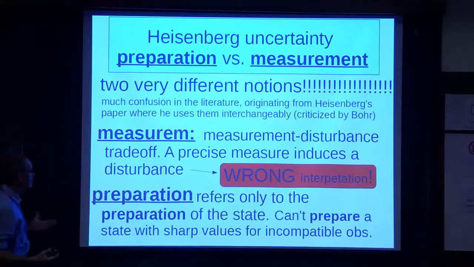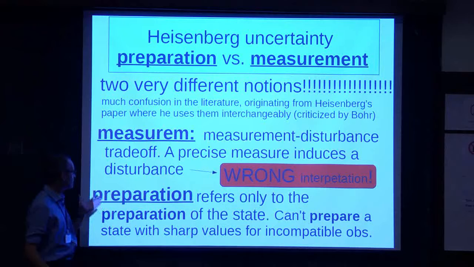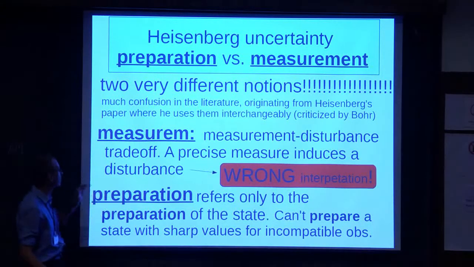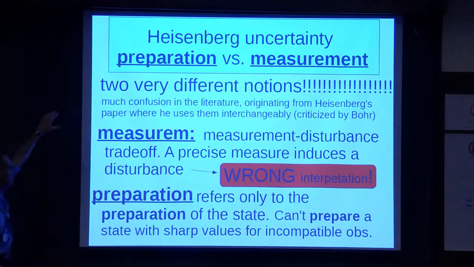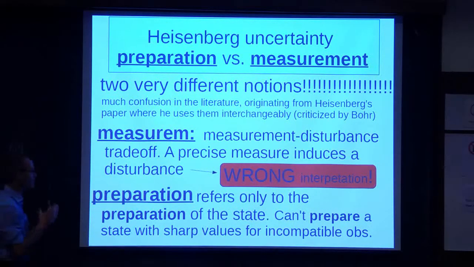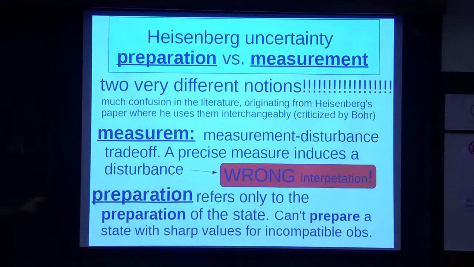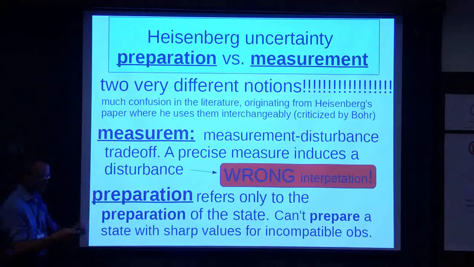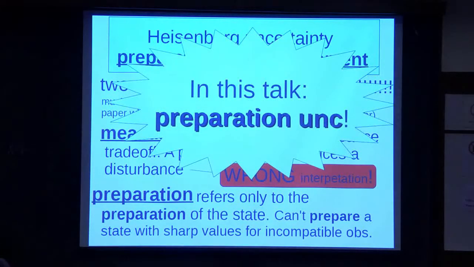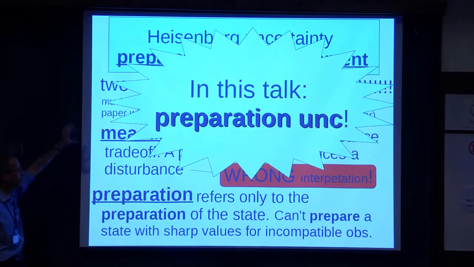What is the correct one? The correct interpretation refers to the preparation. So you're talking about preparation uncertainty, which refers only to the preparation of the state. You can't prepare a state which has sharp values for incompatible observables. It only refers to preparation and not to the disturbance. And in my talk, I'm only talking about preparation uncertainties. So all the relations I've talked about refer to the preparation and not to the disturbance.